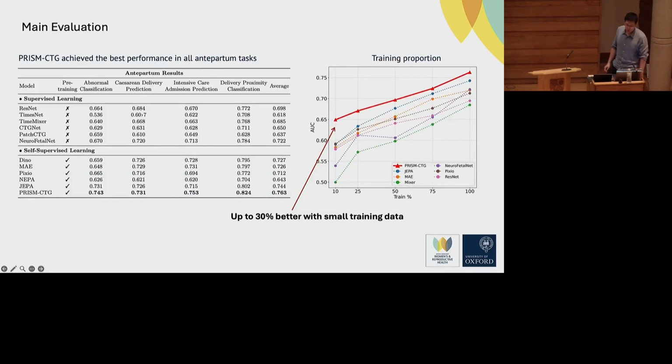So when we evaluate our model on 4 antepartum tasks, which is the table on the left, it outperformed all current models, including in-domain models such as patch CTG and neural filter net. More interestingly, when the models are evaluated in a constrained data scenario, our model actually gained up to 30% better performance than in-domain models, and actually requires less data to achieve similar performance to models trained on complete or full data. The complete results can be found in the paper, which I'll give the link to towards the end of the presentation.